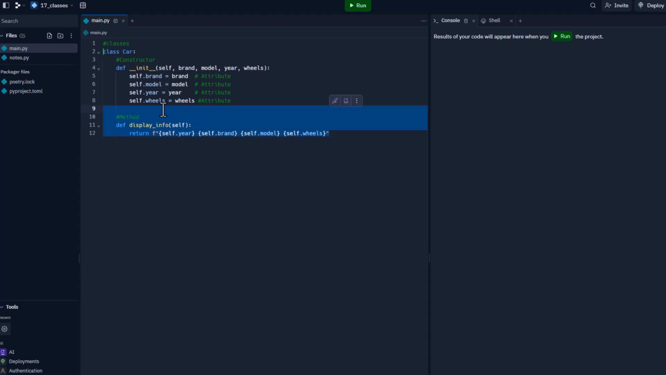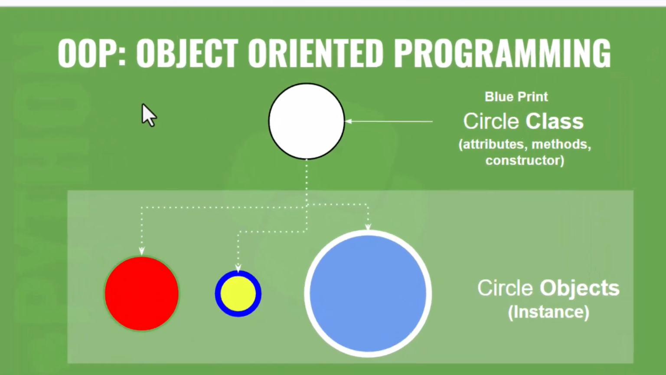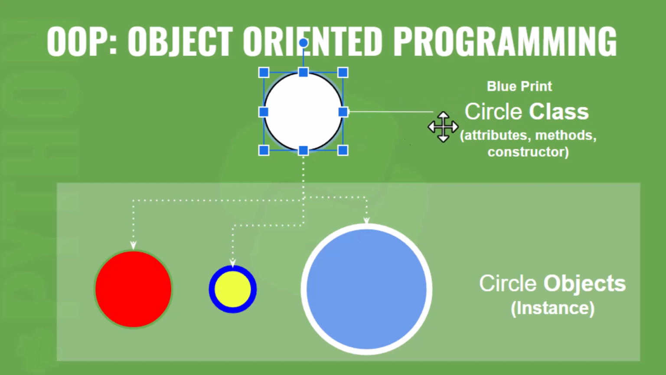All right, so that is the class. Let's make a new object. Let me tell you where we are right now in the process. If I go back here, we are here. So we're in the blueprint phase. Now we're going to move down to the object phase.